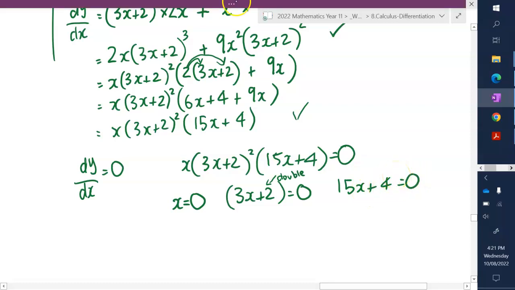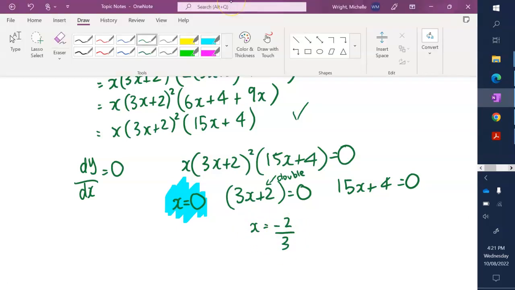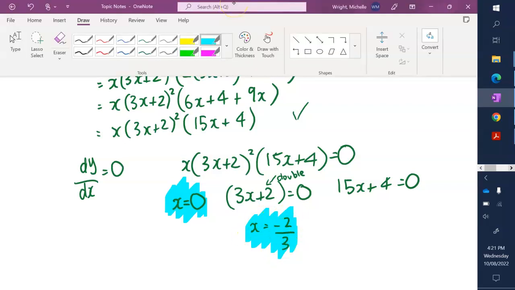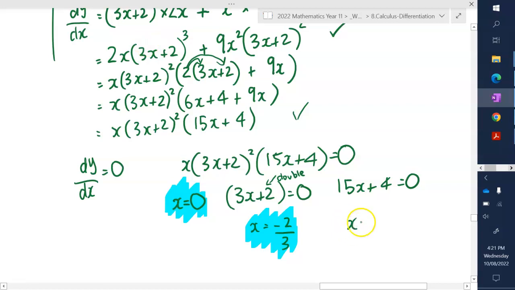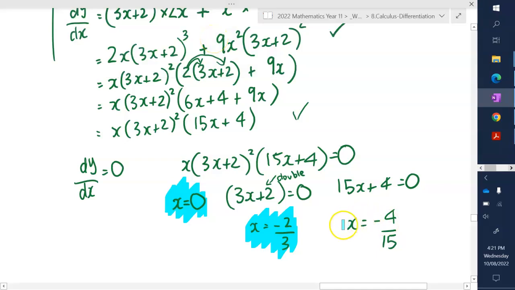So we've got our first solution there, which is x equals 0. We have our second one here. 3x + 2 equals 0. If we quickly rearrange that, we're going to get x is equal to minus 2/3. Okay, if you need to pause it and double check that you're happy with that, do that. And lucky last, we're going to have x is going to be equal to minus 4 over 15. Those last two don't break down into any simplified form, so those are our solutions.